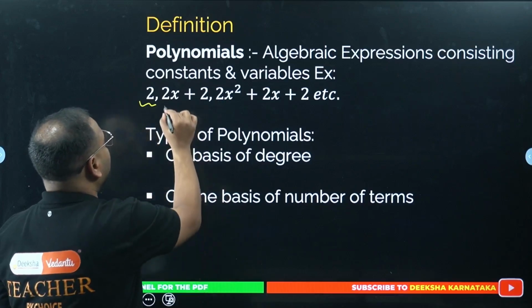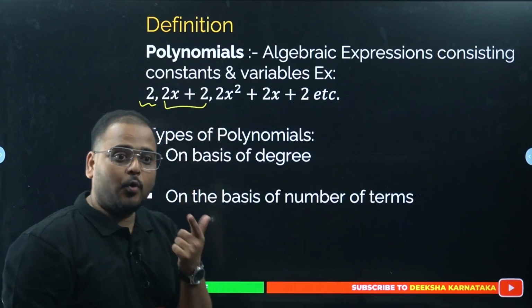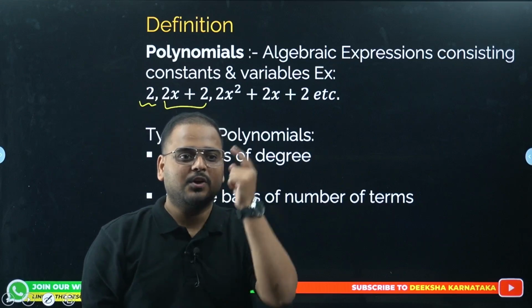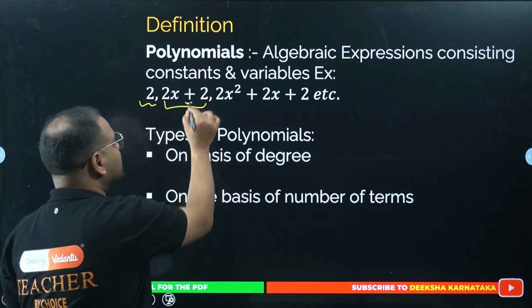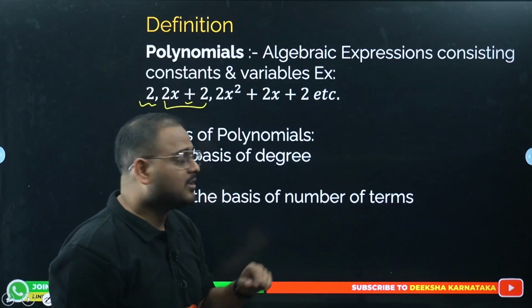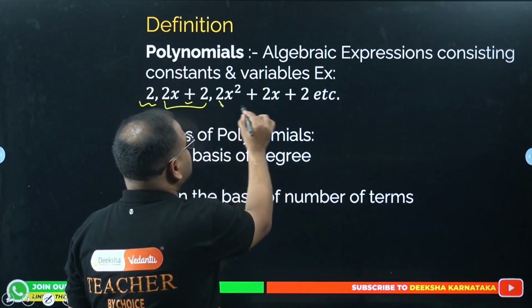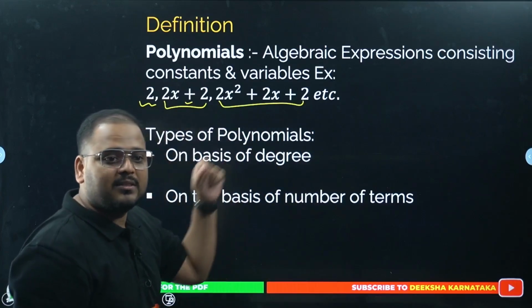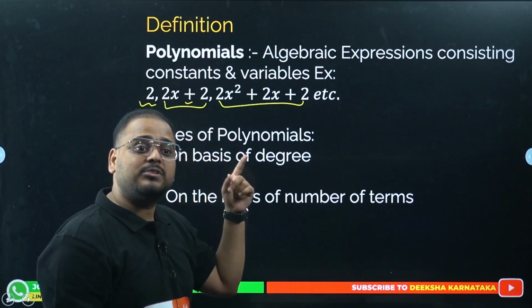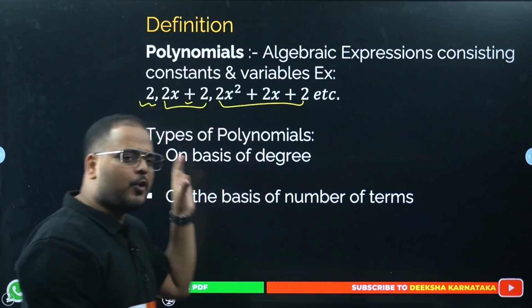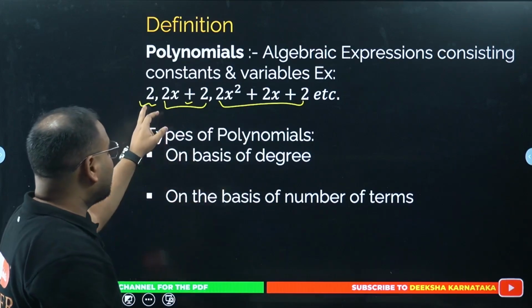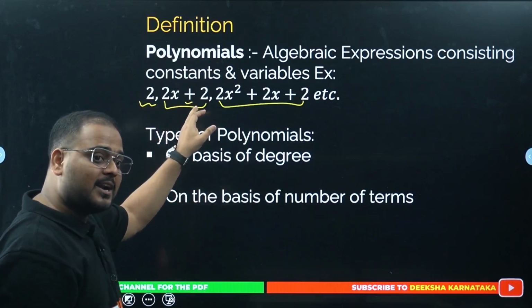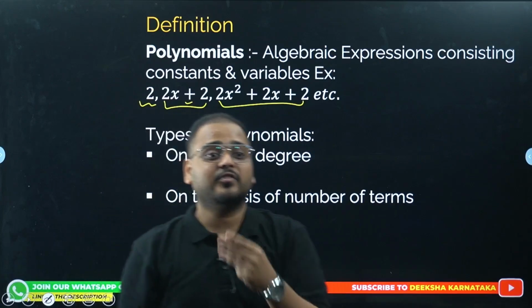Next example, 2x plus 2, both constants and variables with a mathematical operation, which is what here? Positive sign. Addition is present. Second one, 2x squared plus 2x plus 2. In this situation, the number of terms has increased to three. If you look at these three examples, there is a certain type of variation. First had only one term, second had two terms, third had three terms.